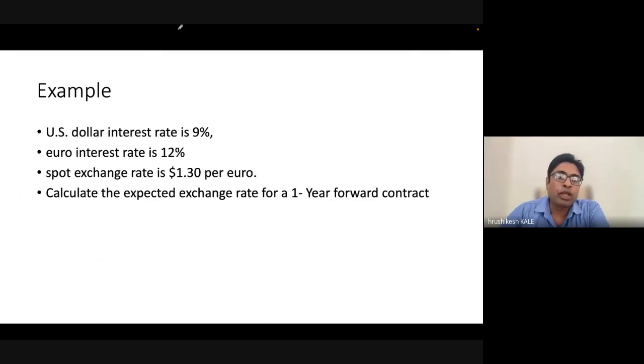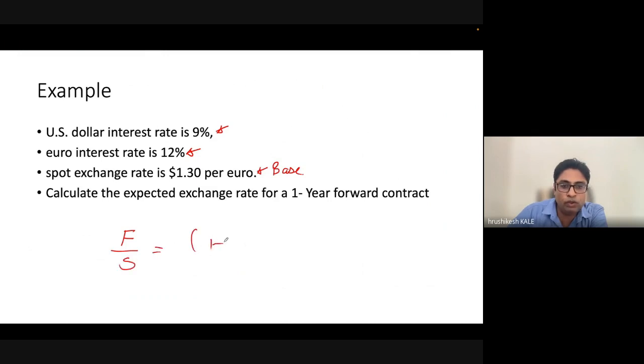Now, the interest rate in the US is 9%. The interest rate in Euro is 12%. The spot exchange rate is 1.30 per Euro. So the Euro is the base currency again here. And calculate the expected 1 year forward rate. So you need to calculate the forward rate. Now, you know forward rate upon spot rate is equal to 1 plus RA upon 1 plus RB. So forward rate is nothing but spot rate multiplied by 1 plus RA upon 1 plus RB.